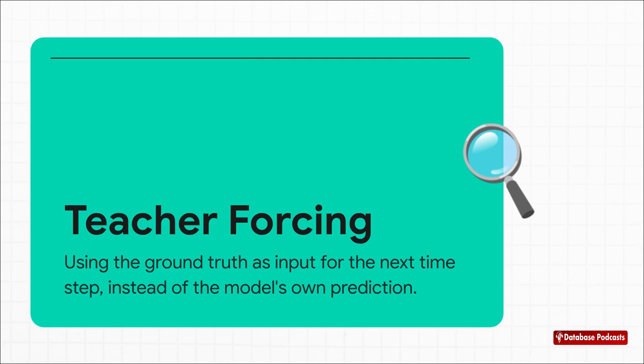Here's the idea. Instead of letting the model feed its own, often wrong, predictions back into itself while it's training, we step in. We act like a teacher. At every single step, we give it the actual right answer, the ground truth, as the input for its very next step. This just helps it learn the correct patterns so much faster and with way more stability.